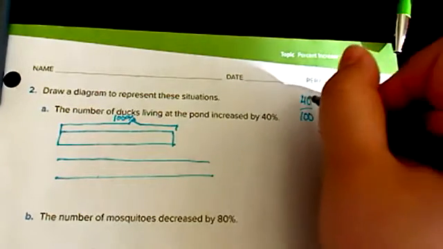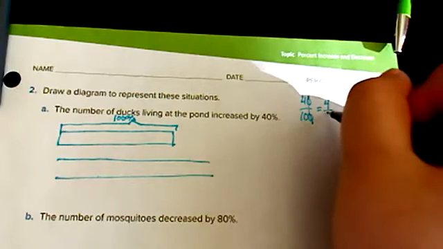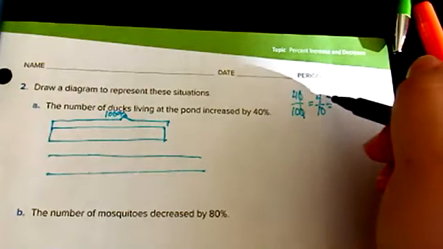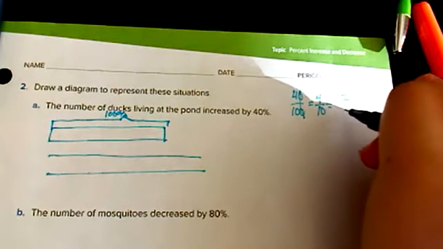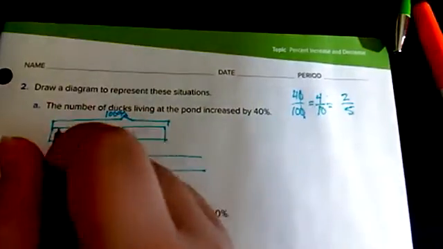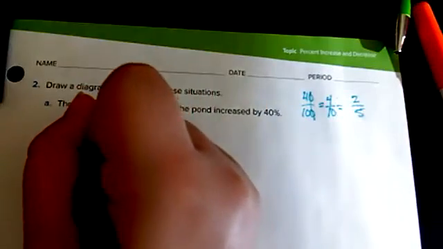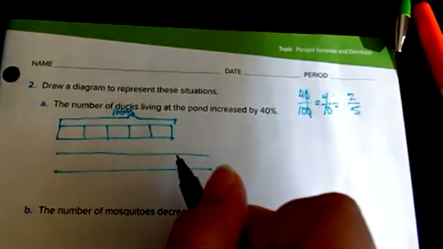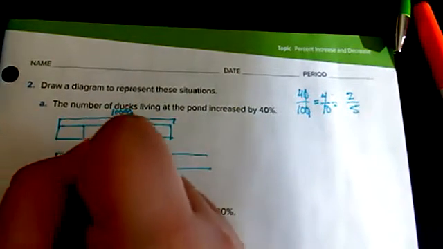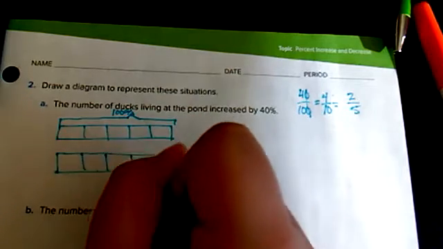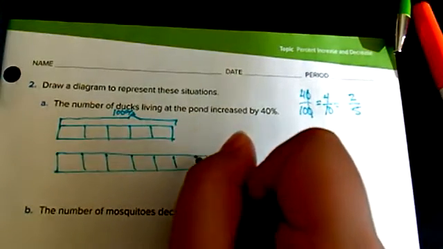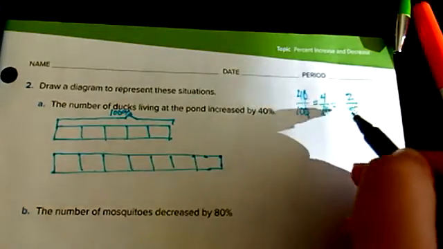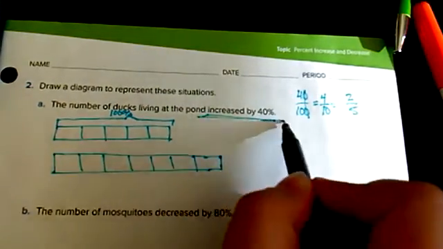There's zeros at the end, so we can cross those out, and it becomes 4/10. And we can simplify 4/10. Let's see, they're both divisible by 2. This would be 2, and this would be 5. So 2/5, we could realistically break this into 5 pieces. So 1, 2, 3, 4, 5 pieces, and we're going to want to add 2 extra pieces to the ends. So let's make sure our boxes line up. And then we'll have 1 and 2 right there, because those 2 extra boxes will represent the increase of 40%.